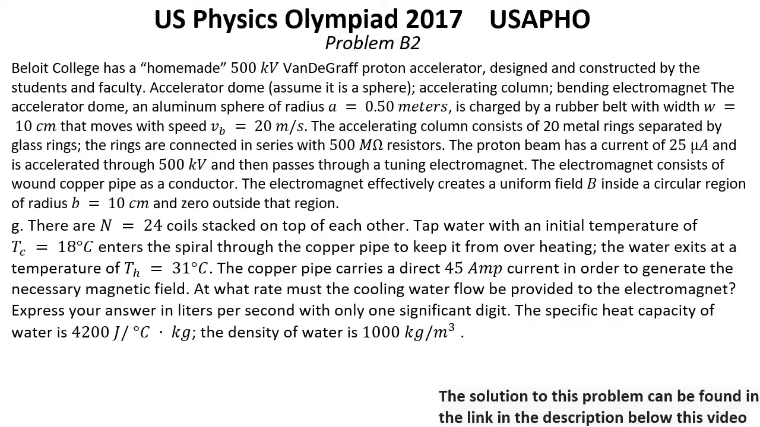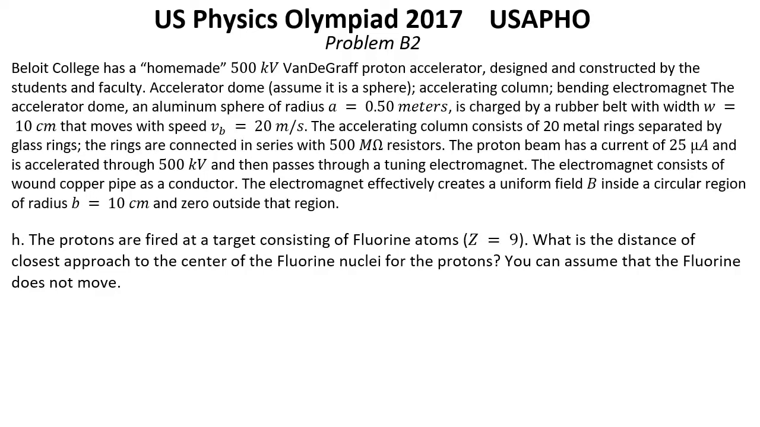Express your answer in liters per second with only one significant digit. The specific heat capacity of water is 4200 joules per degree Celsius per kilogram. The density of water is 1000 kilograms per cubic meter. Question H. The protons are fired at a target consisting of fluorine atoms, Z equal 9. What is the distance of closest approach to the center of the fluorine nuclei for the protons? You can assume that the fluorine does not move.